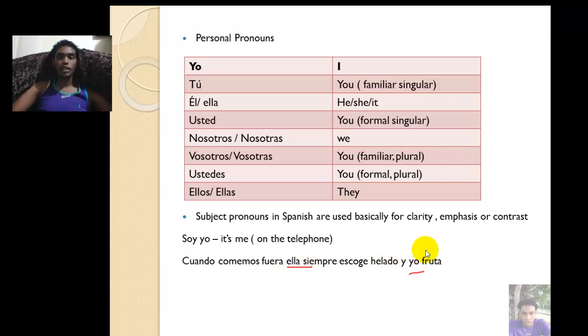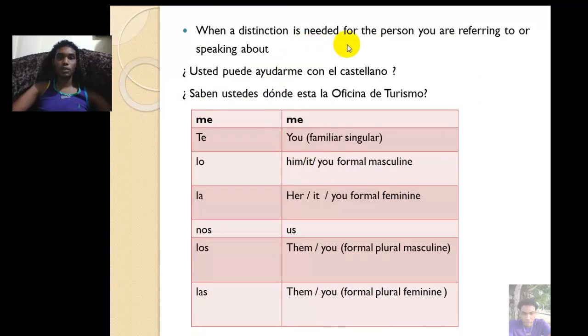When a distinction is needed for the person you're referring to or speaking about, usted puede ayudarme con el castellano. Note well that el castellano is a synonym for Spanish. This refers to the language that is used in Spain. ¿Saben ustedes dónde está la oficina de turismo? So we need to put usted puede ayudarme, because then this could have been, can he help me with Spanish?